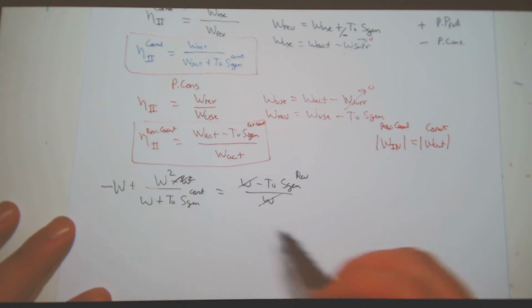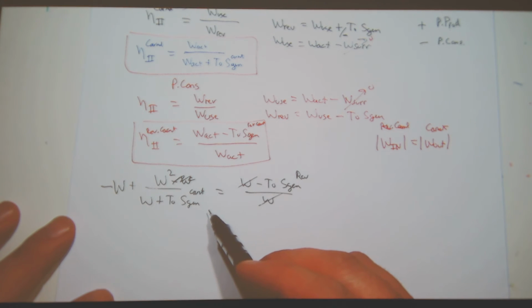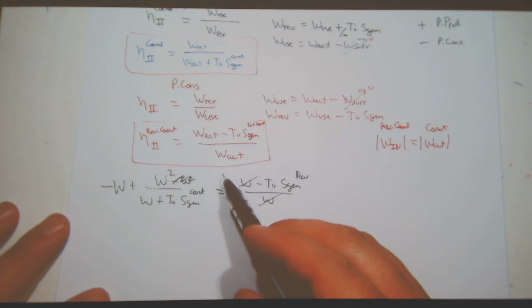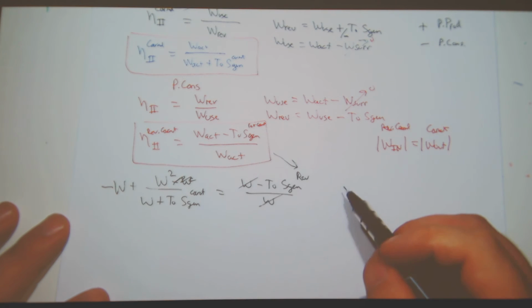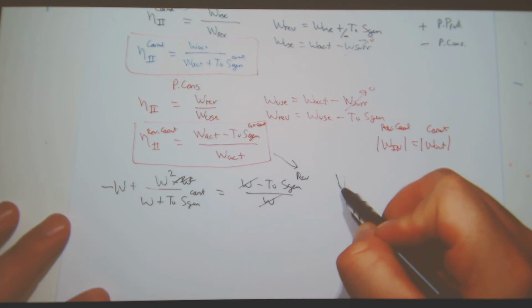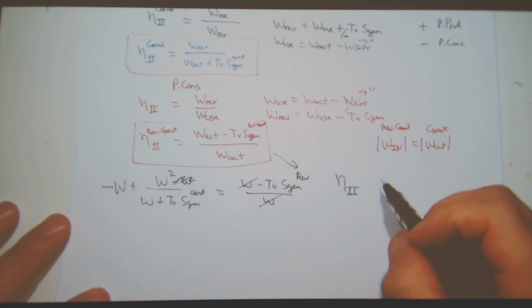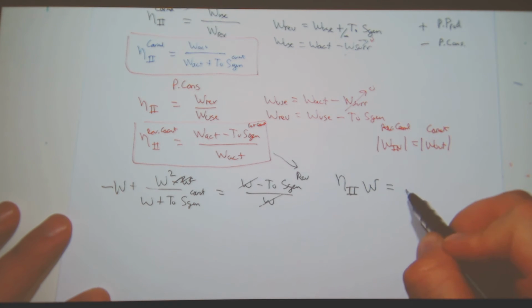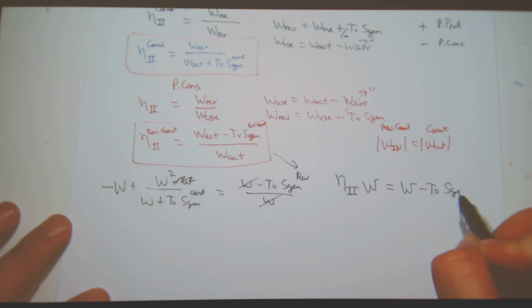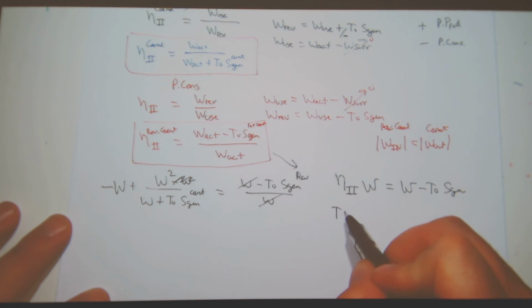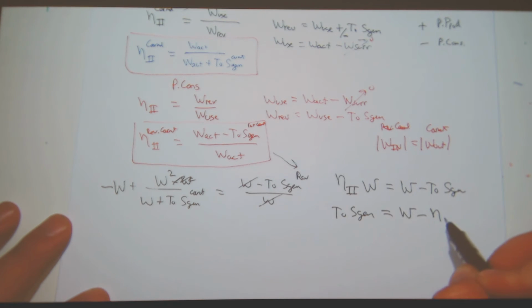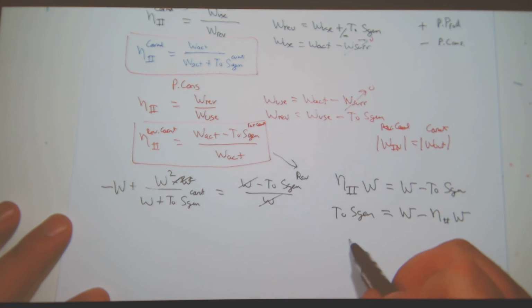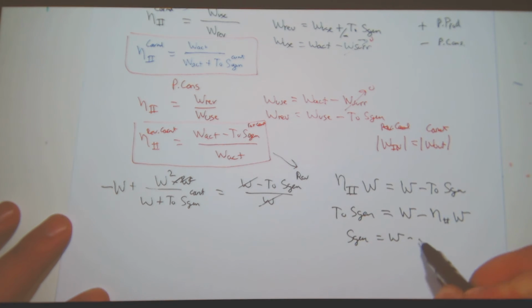So I have some expression like this. Sometimes it's easier just to plug in numbers. Let's write this one in terms of S gen reverse. The second law efficiency times the work is equal to the work minus T naught S gen. So from this, T naught S gen is equal to the work minus the second law efficiency times the work. So S gen is equal to the work minus the second law efficiency times the work, over T naught.